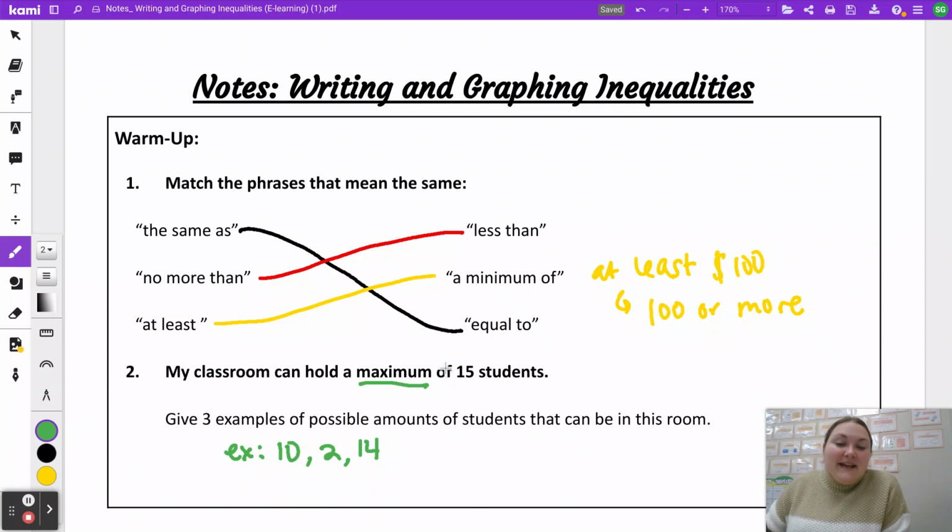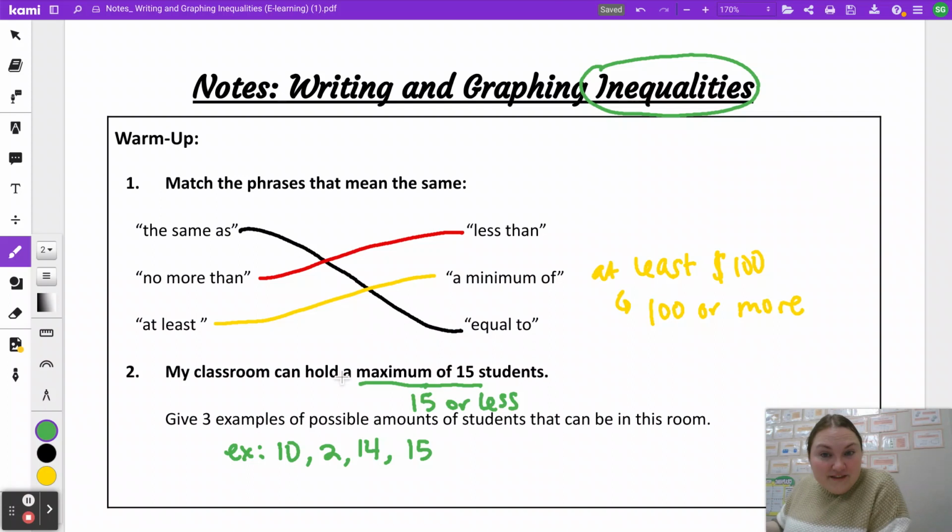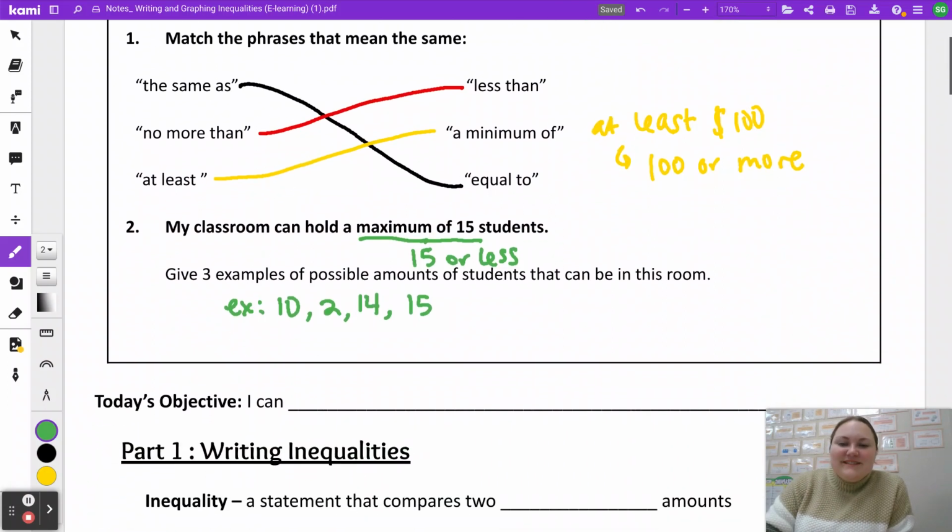Now, if you say a maximum of 15 students, that also includes the number 15. Maximum of 15 means we are talking about 15 or less. Again, these are the vocabulary words you are going to hear throughout these next couple lessons as we talk about inequalities. Now, I keep talking about this word inequality. If you had me for developmental math, the class that comes before this one, we talked a little bit about inequalities, but we can always still use a reminder.